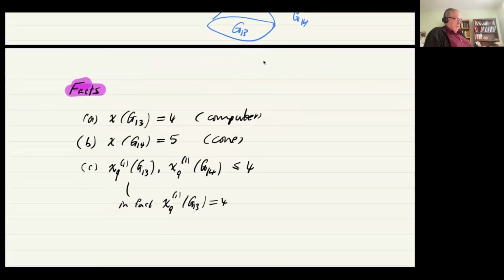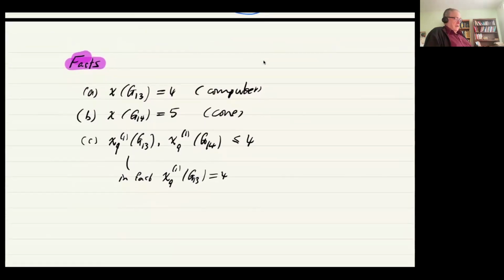So what do we know about G13? Well, the chromatic number of G13 is 4. And in the paper, they give an argument, and I really don't care. You just stuff the graph in the computer and ask it for the chromatic number. 13 vertices is not so big, so you don't get into trouble.